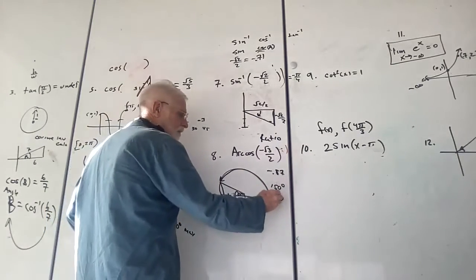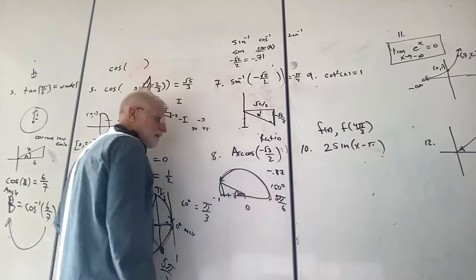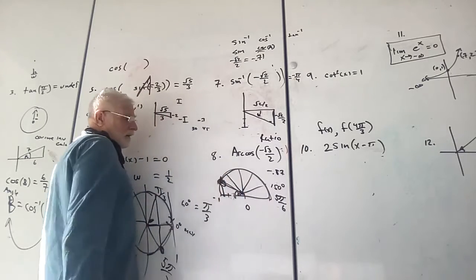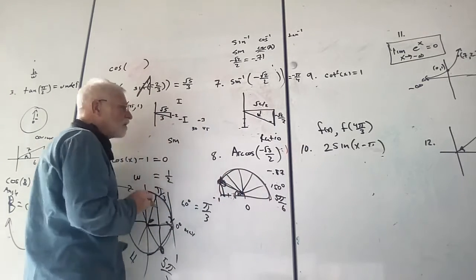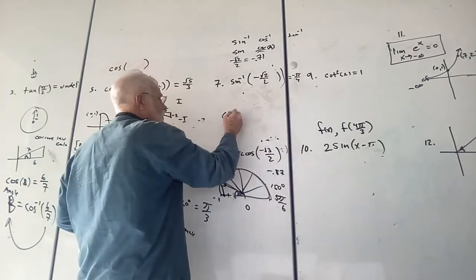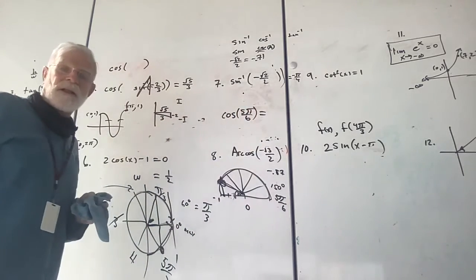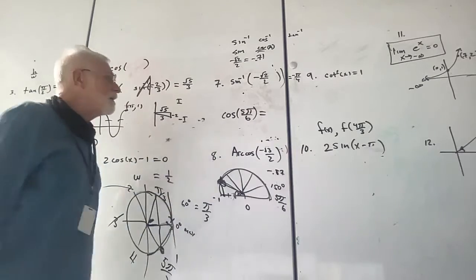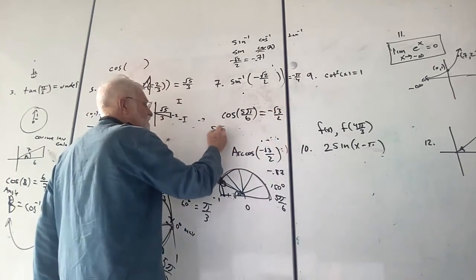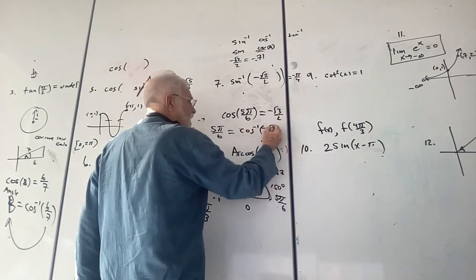And pi over 6 is 30. How many 30 degrees are there in 150? 5. So there's one chunk of 6. 2, 3, 4. Yep. The sine, was it cosine? Cosine. So let me erase here. So the cosine of 5 pi over 6, I bet big bucks that more than half the class will get that right, is negative root 3 over 2. Therefore, 5 pi over 6 is equal to the arc cosine or cosine inverse of negative root 3 over 2.